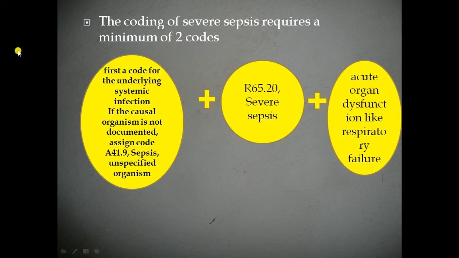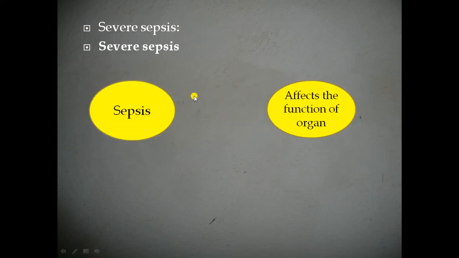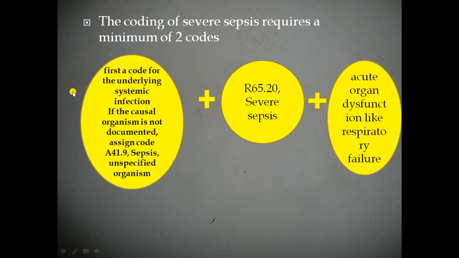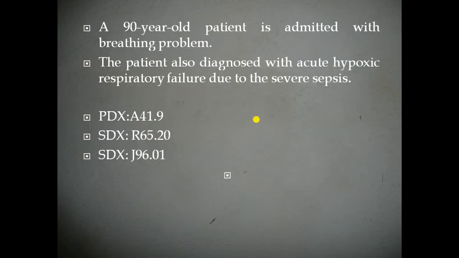So what have we learned? What is severe sepsis? Severe sepsis is nothing but sepsis which affects the function of an organ. So it requires three codes, minimum 2 codes. So this is all about severe sepsis and sepsis. In the next session we will see about septic shock.